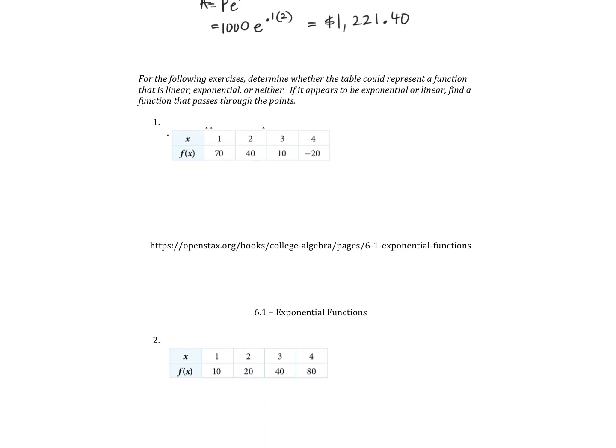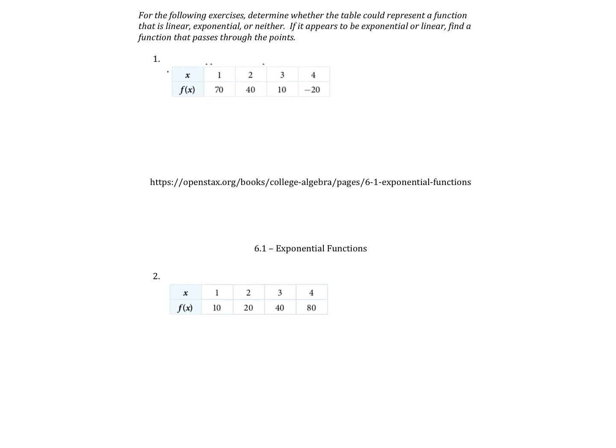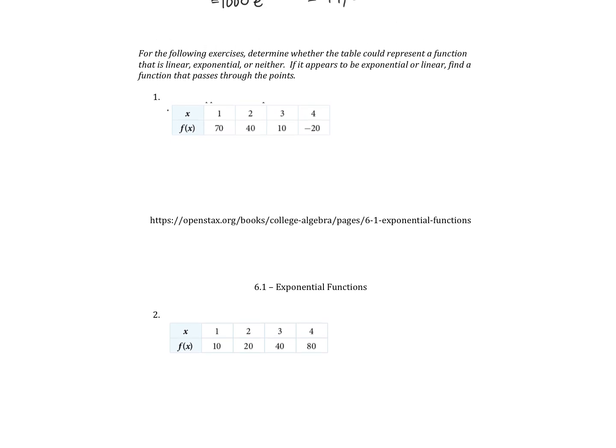So the next two examples we have, we're going to be given charts. We want to decide if the table is representing a linear or exponential function, or neither of those. If it appears to be exponential or linear, we want to find a function that passes through the points.